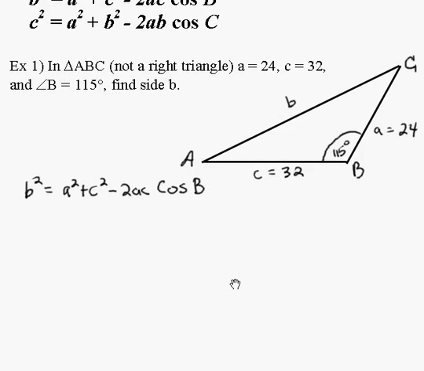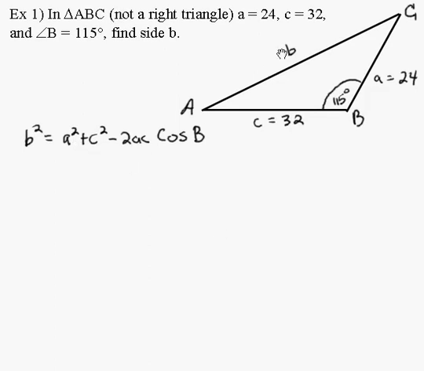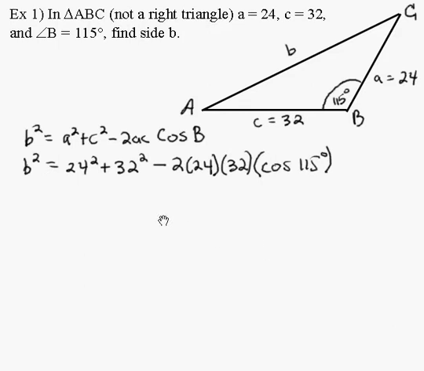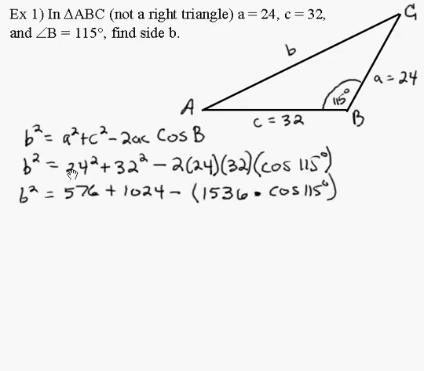So let's start by writing the formula down. In this case, we're looking for side B, so we're taking the variation b squared equals a squared plus c squared minus 2ac times the cosine of angle B. Let's fill in all the information we know. A is 24, C is 32. 2 still stays part of the formula. A is still 24, C is still 32, and angle B is 115 degrees. So let's square our numbers. 24 squared is 576. 32 squared is 1,024. 2 times 24 times 32 is 1,536.